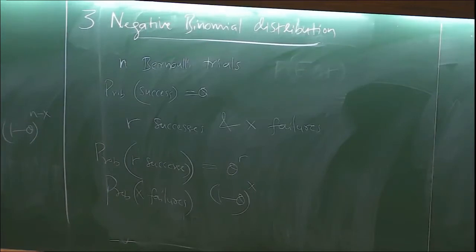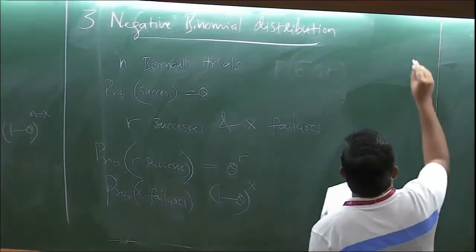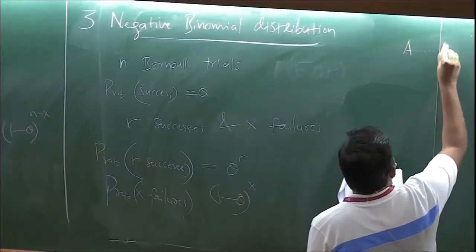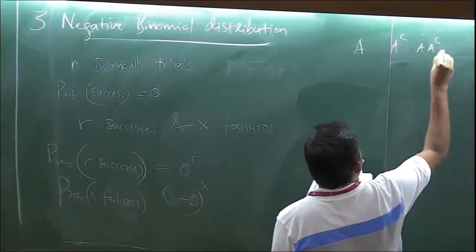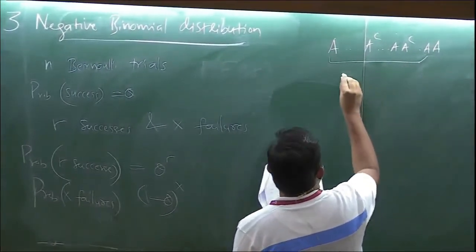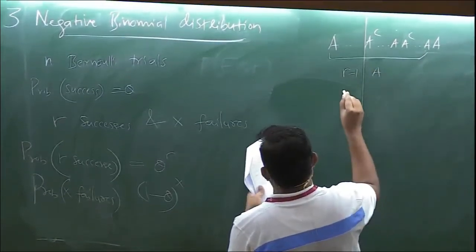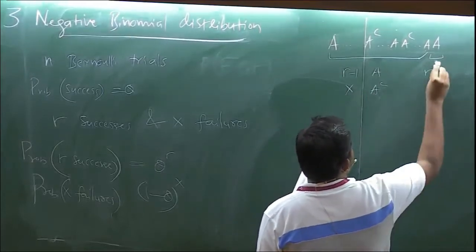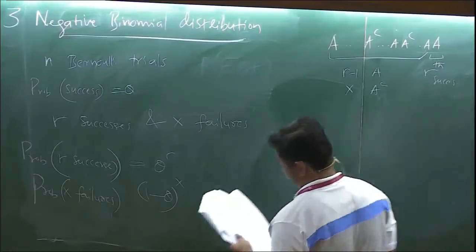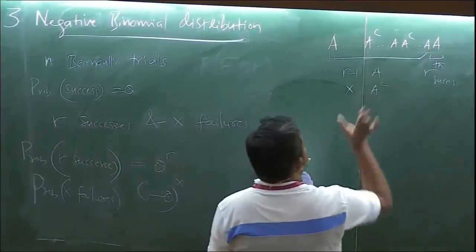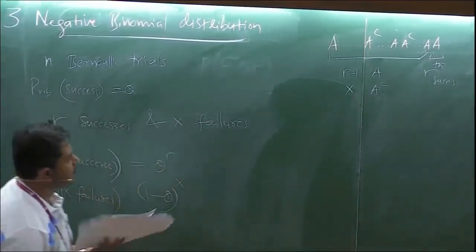And how many such outcomes are there? So remember, you want to look at the following sequence, right? So let's say you have a success, and so on, with many A's and A complements. So you look at the case where there are R minus 1 success events and X failures, and the last one is the rth success. You basically have to find out how many ways can you get this sequence just before the rth success. How many such sequences are there?